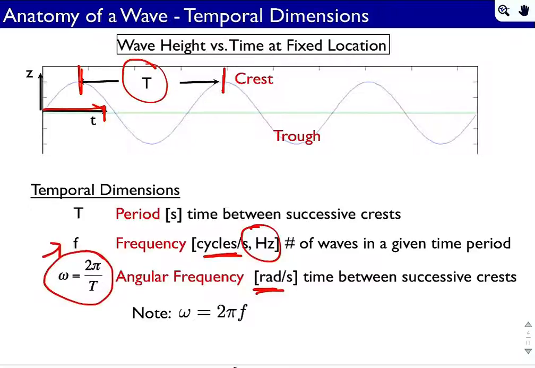So it's 3 ways to describe the same thing. We can convert between them, omega equals 2 pi f, for example. These find their way into the mathematical formulas. The period is the easiest one to think about because it's more intuitive. What's the time between crests?